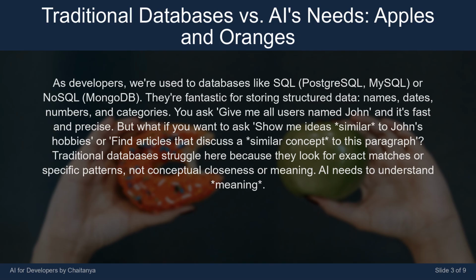But what if you want to ask, show me ideas similar to John's hobbies, or find articles that discuss a similar concept to this paragraph? Traditional databases struggle here because they look for exact matches or specific patterns, not conceptual closeness or meaning. AI needs to understand meaning.